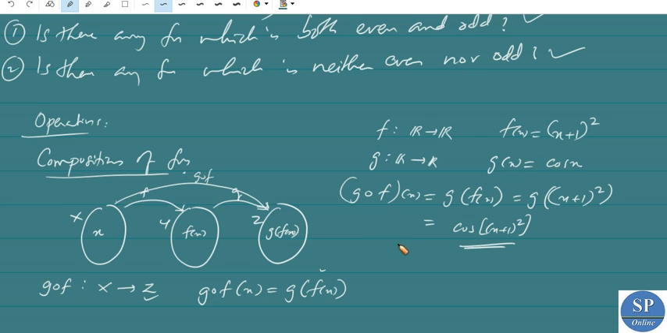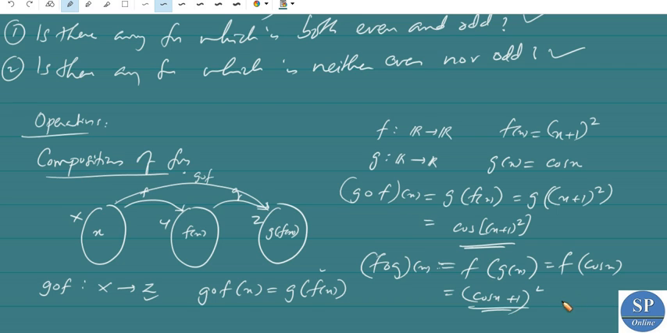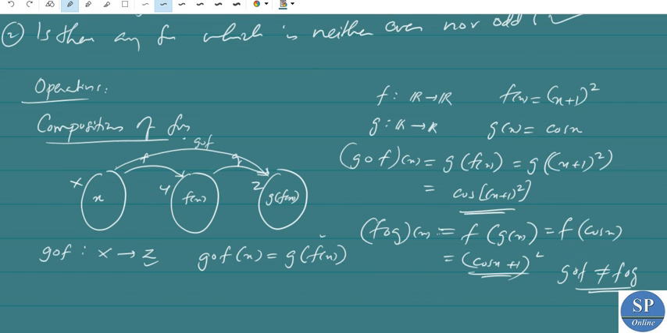Okay. So what about f o g? f o g is also from R to R. So f o g of x is equal to f of g of x, which is f of cos x, since g of x is cos x. With f of x equal to (x plus 1) whole square, f of cos x is (cos x plus 1) whole square. So we can say that generally g o f is not equal to f o g. Okay, so you just try to find when we can say that f o g equals g o f.